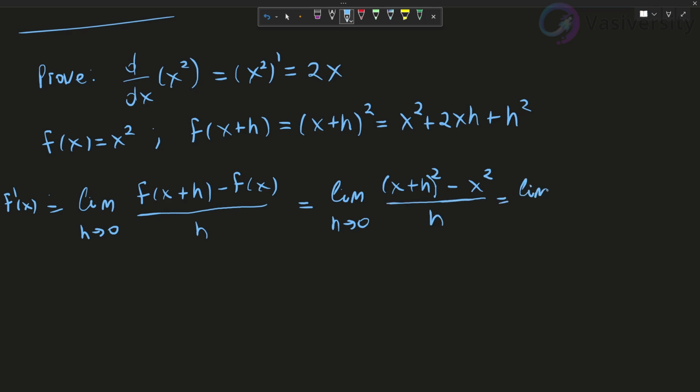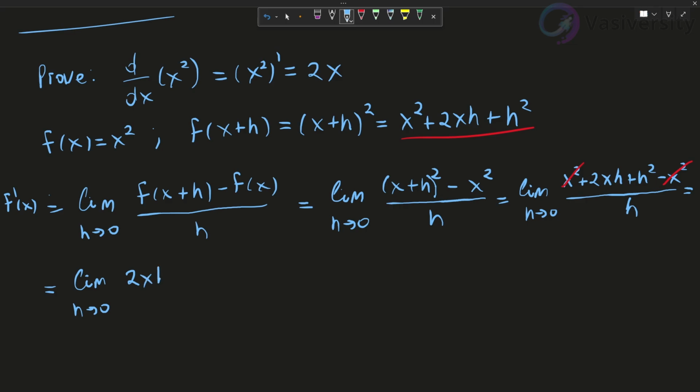So if we open up the parentheses by the rule above, we will have x squared plus 2xh plus h squared minus x squared all over h. Right, let's remember that our main goal is to cancel out the h in the denominator. Right, this is the most important part about the derivative. So we're going to have x squared and x squared go away. So we will have the limit as h approaches 0 of 2xh plus h squared all over h.